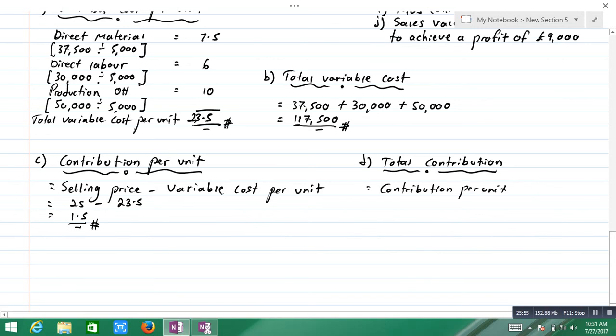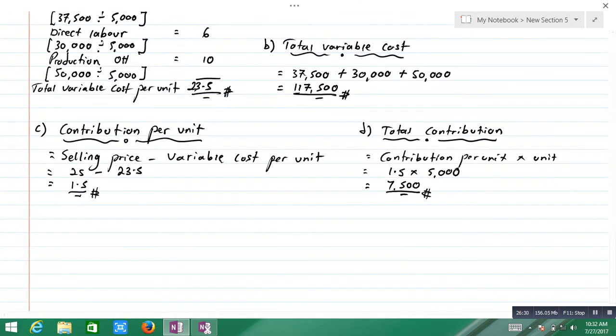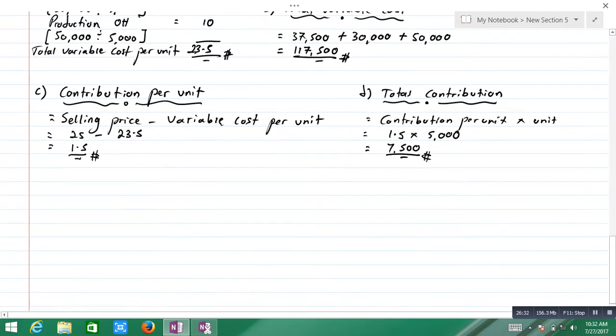Next will be part E. Now, your part E, total fixed cost. We only got one here, which is the rental. That's going to be easy. Our fixed cost is going to be 15,000.